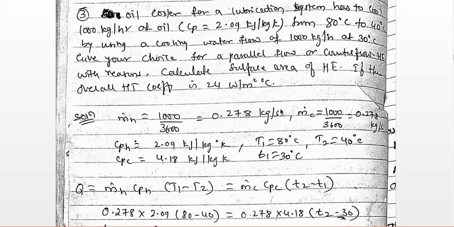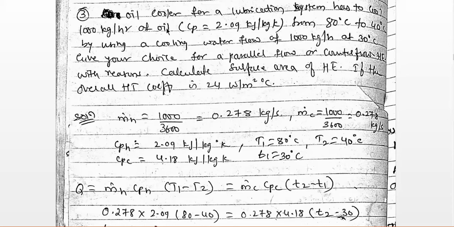So we'll extract the given data. One thing I want to tell you, always remember the unit for mass flow rate should be kg per second. Please remember this, whether it is the hot fluid or the cold fluid, you should always convert the mass flow rate in terms of kg per second. This is the very first thing to be adopted.